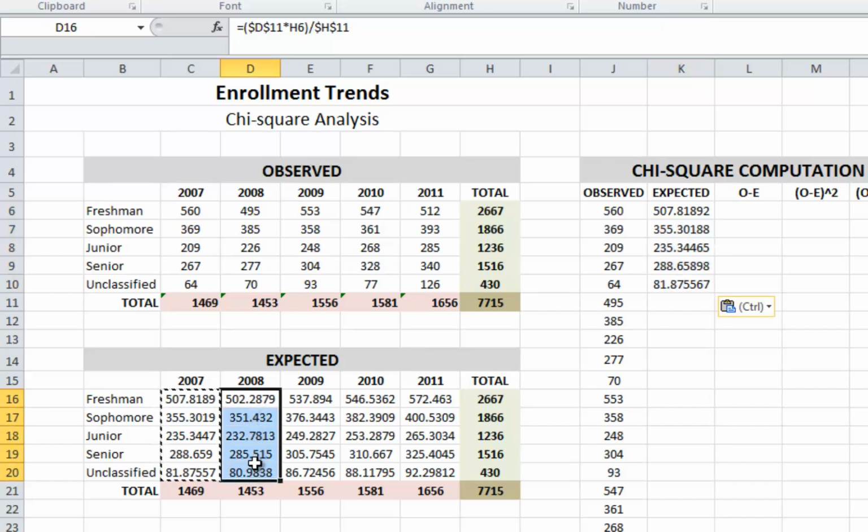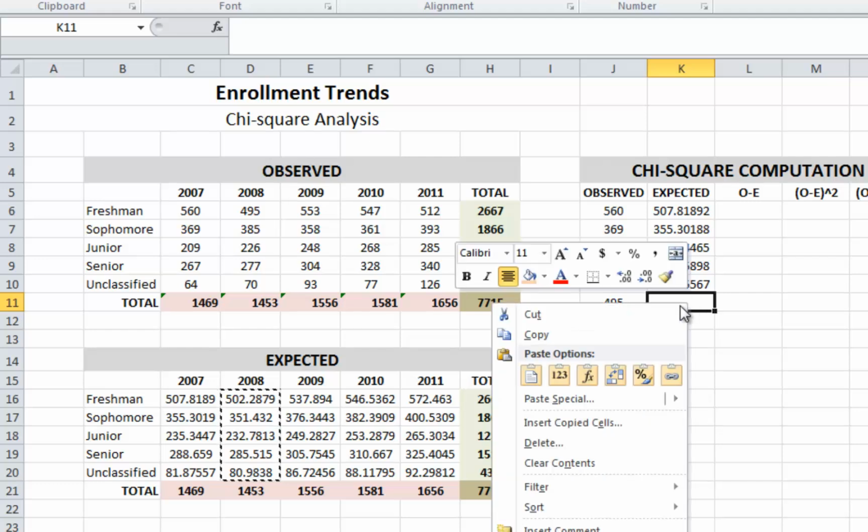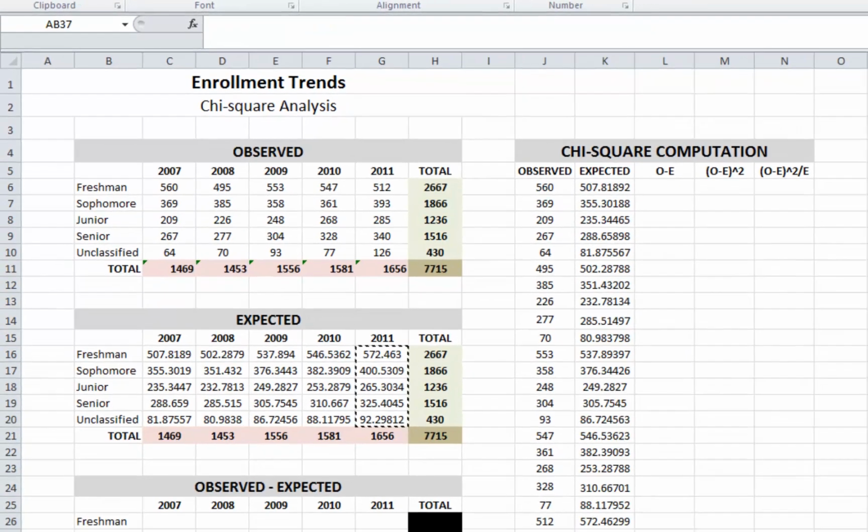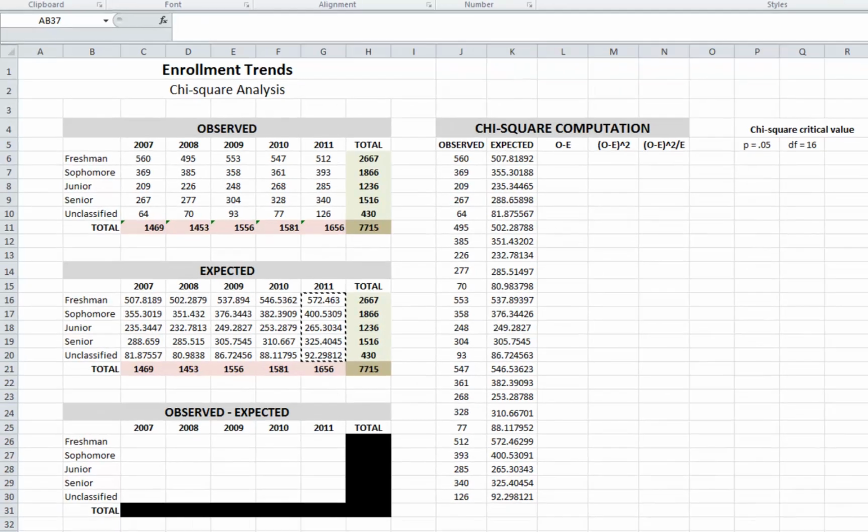All right, so go back over here, select the next 5, Control C. You want to paste the values. Now again, I'm going to go ahead and pause the video and do the remainder of those, and then we'll start right back up there. Okay, so there we are with that.